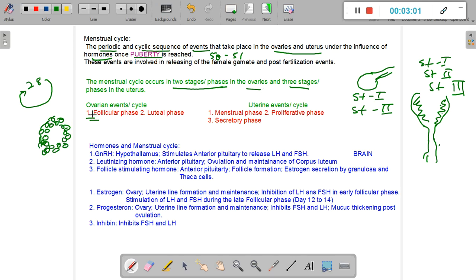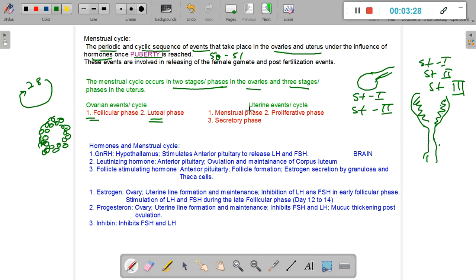So the first stage in the ovarian events, or the ovarian cycle, is called the follicular phase. And once the follicular phase is over, there is a second stage which is called the luteal phase, or the formation of corpus luteum, which we'll get to in just a little while. So don't be intimidated by the terms. Just remember that the ovary undergoes these periodic changes, which we call the menstrual cycle, in two stages. The first stage is the follicular phase, and the second stage is the luteal phase.